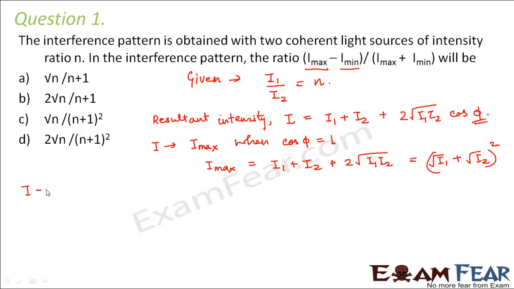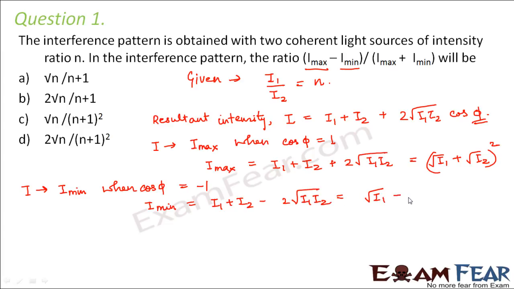In a similar way, we can say that the value of I will be minimum when cos phi is equal to minus 1, because that's the minimum possible value for cos phi. Now when you put this value of cos phi, then I minimum is equal to I1 plus I2 minus 2 root over I1 I2. So this can be written as root over I1 minus root over I2 whole square.